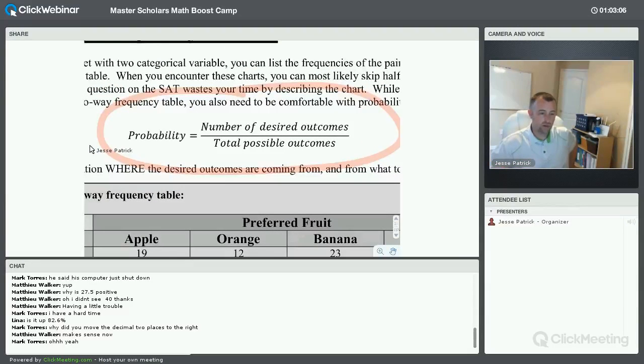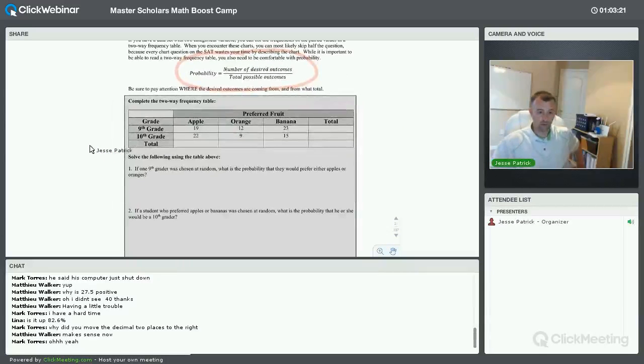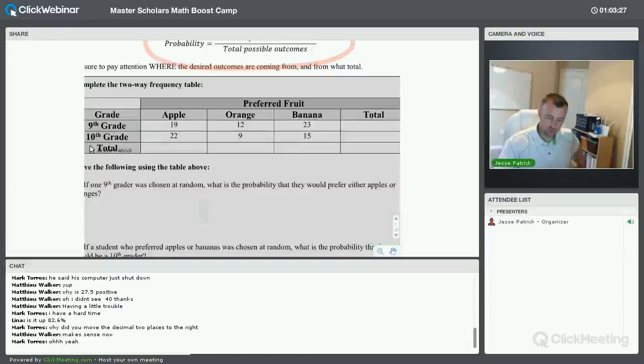It's desired outcomes. So what am I looking for? How many scenarios would fit what I want? And divide that by the total amount of possible outcomes that you could possibly get. That's the formula. They love to test it with frequency tables. A frequency table is just a bunch of numbers which you can add up horizontally and vertically. So this is a frequency table.